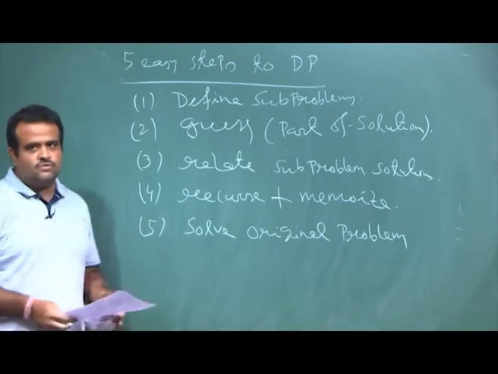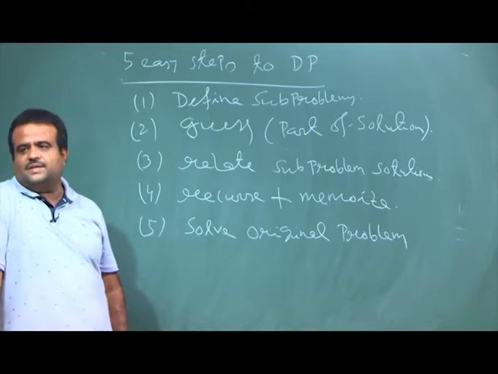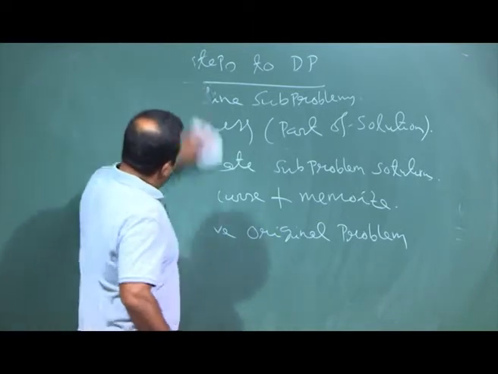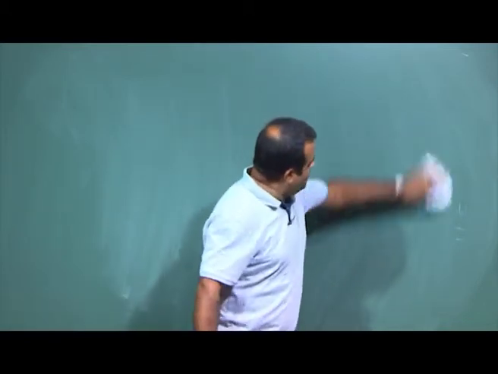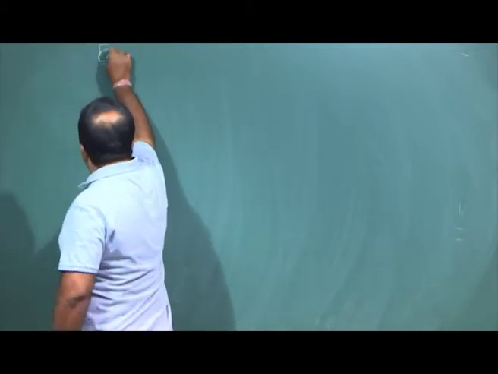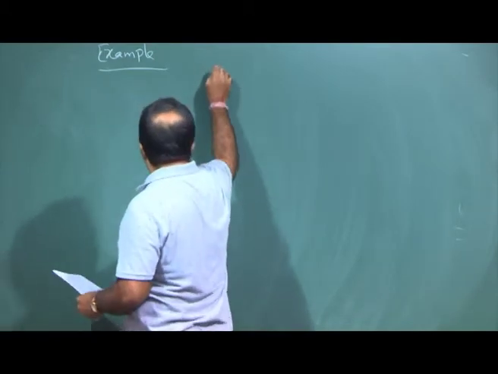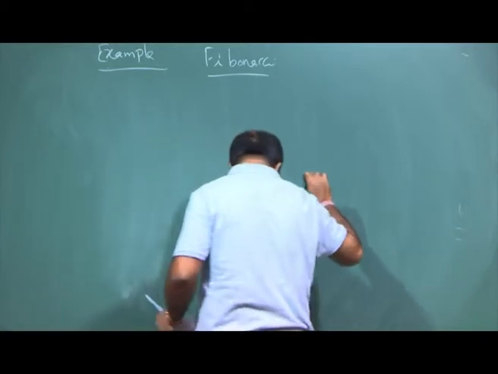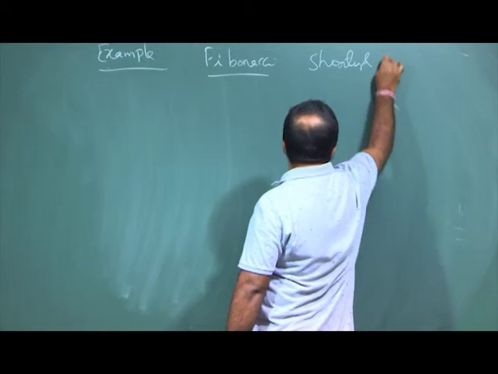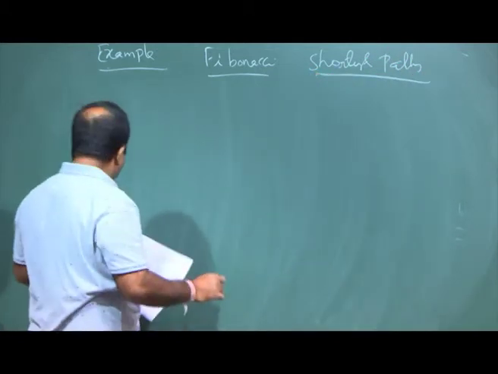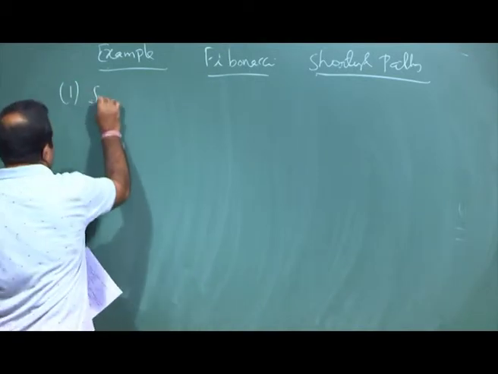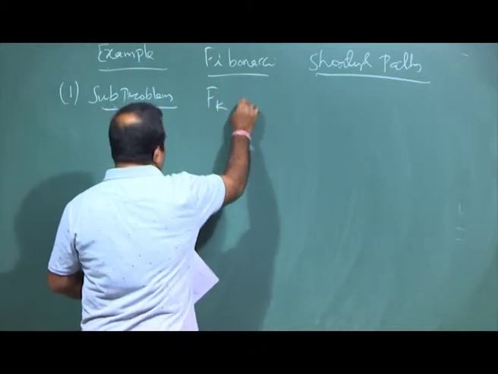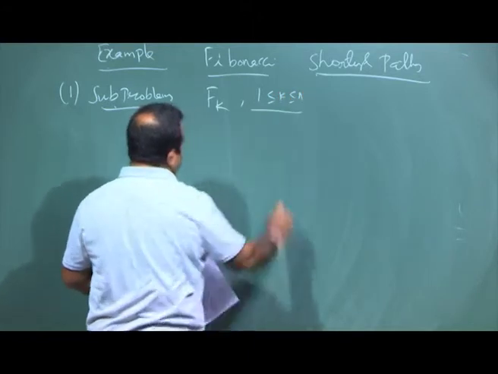Let us take a quick example. We have seen two problems in today's lecture and the last lecture. One is the Fibonacci number, finding the nth Fibonacci number, and today we talked about the shortest path problem. Let us write the steps for these two problems. Step one is the subproblems. For Fibonacci, we need to find f k for 1 less than or equal to k less than or equal to n.